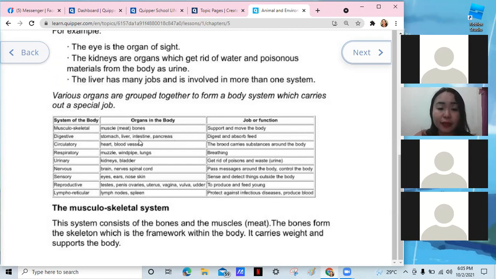And for digestive naman, of course, that includes the stomach, the liver, intestine, and pancreas, no, for digestion and absorbing the food or feeds. And for circulatory naman, that includes the heart, the blood vessels, yung mga arteries. So the blood supposedly carries substances around the body. So it needs oxygen to carry the blood, no? And that's why we need iron in our body.